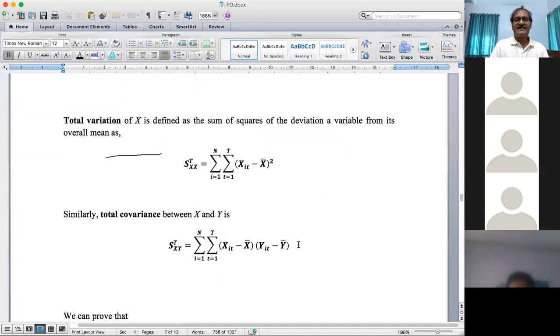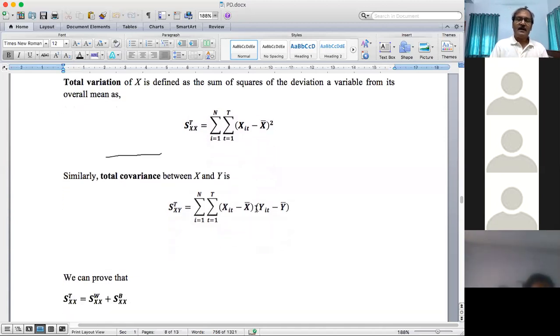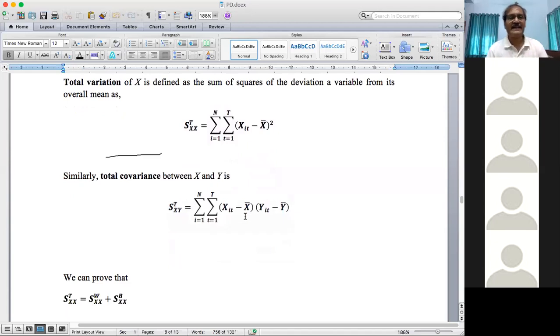For overall variance, you have to take the deviation of the overall mean from the actual data point x_it, and take the square term to get the overall variance, and the cross product to calculate the covariance for the overall mean value. So these are the three types of variance and covariance we can calculate if we have panel data.